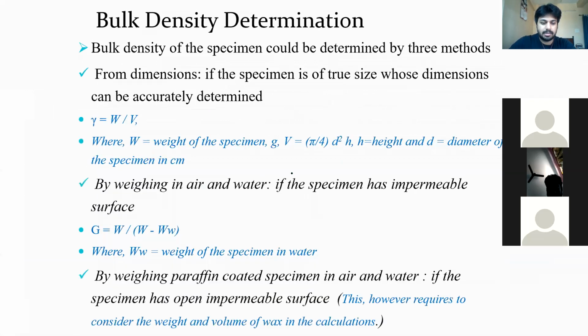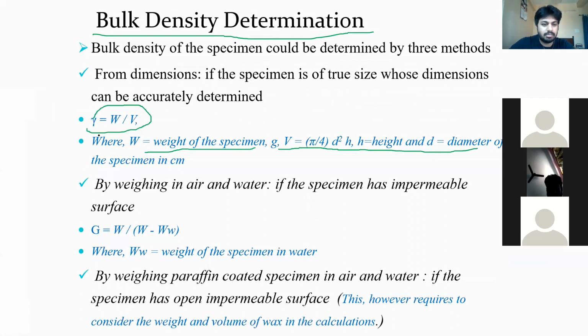So bulk specific gravity, bulk density determination, I have already explained this. Okay. You see the weight of the specimen, so V equals pi by 4 d square h. If you know that, you can find the unit weight. Unit weight means what, and most of your bulk specific gravity also.